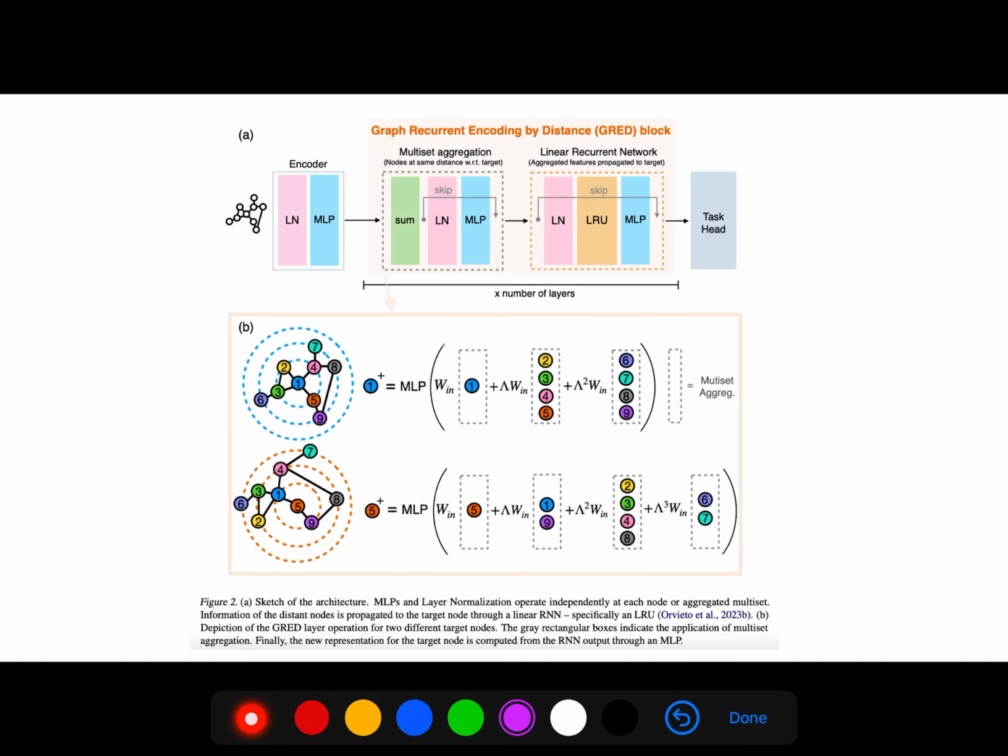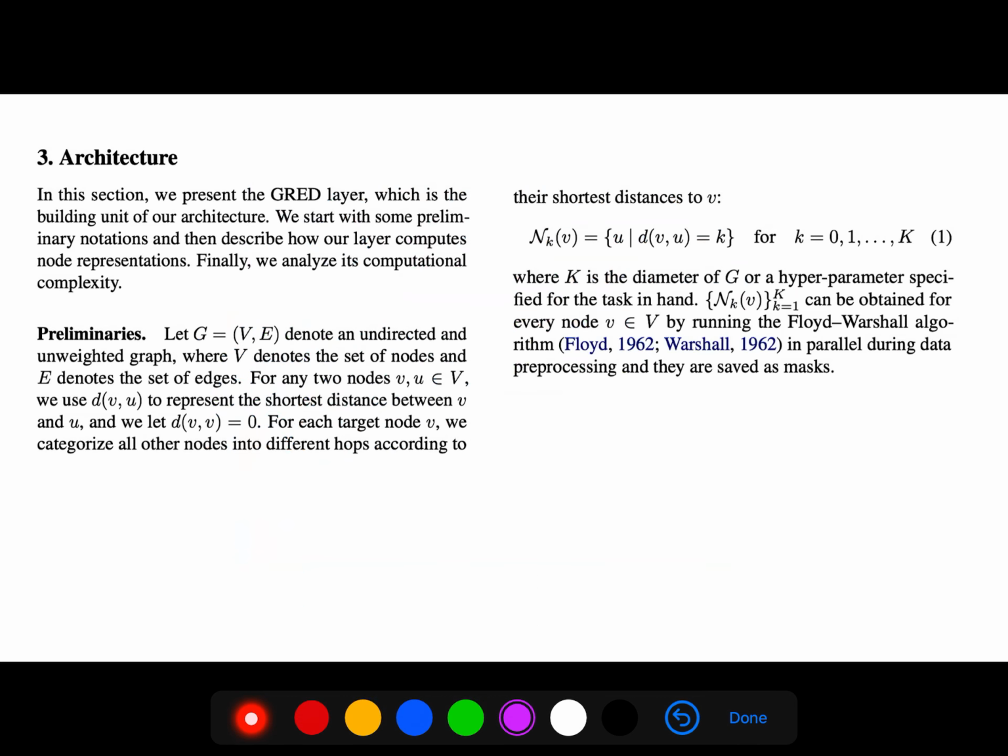And then this is the sketch of the architecture: MLPs and layer normalization operate independently at each node or aggregated multiset. So information of distant nodes is propagated to the target node through a linear RNN. So this is the architecture. We want to talk about the preliminaries first.